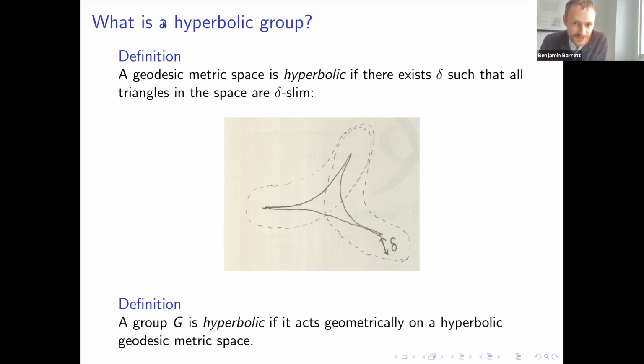So we say that the group is hyperbolic if it acts geometrically on a hyperbolic geodesic metric space. And then it turns out that, in fact, any geodesic metric space on which the group acts geometrically is hyperbolic. So when you have it for one space, you have it for all of the spaces that the group acts nicely on. So that's a hyperbolic group.